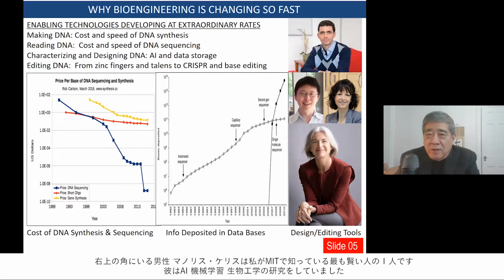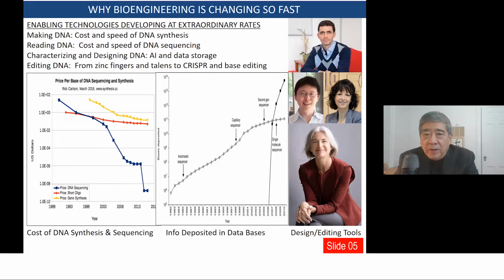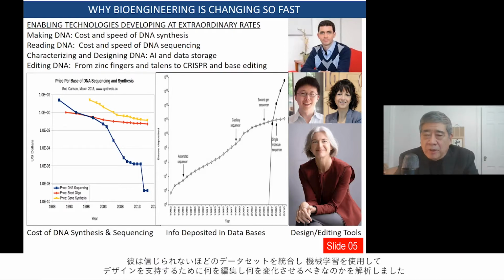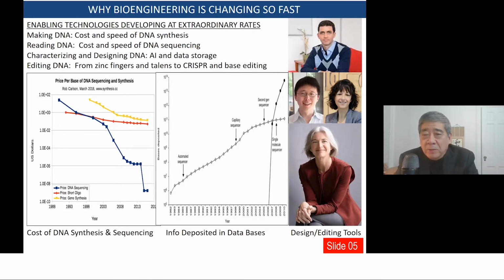The gentleman in the upper right-hand corner, Manolis Kellis, is one of the smartest guys I know at MIT. He's someone who is in both AI, machine learning, and biological engineering. And he's been putting together incredible data sets and using machine learning to figure out what to edit, what to change to guide his designs. He has actually come up with an obesity gene as one of his discoveries. But then the other faces that you see here are world famous for good reason.